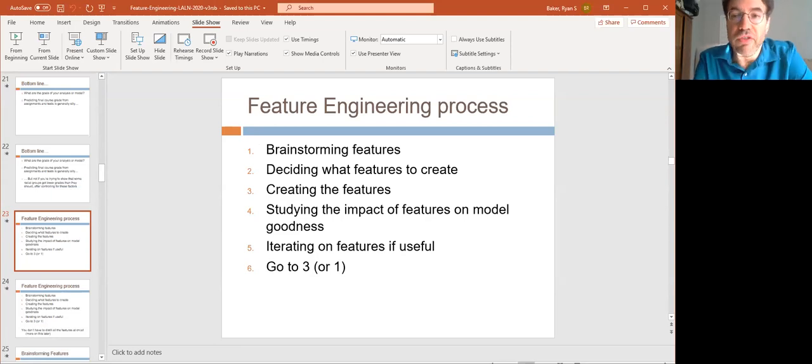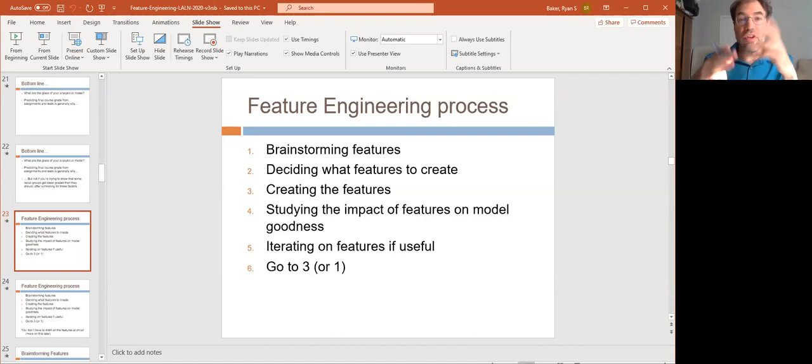Our feature engineering process that we use in the Penn Center for Learning Analytics, we've been using it for a few years. First, we brainstorm features. Second, after doing that, we decide what features to create. I'll talk about why one and two aren't the same thing in just a second. Three, we create the features.